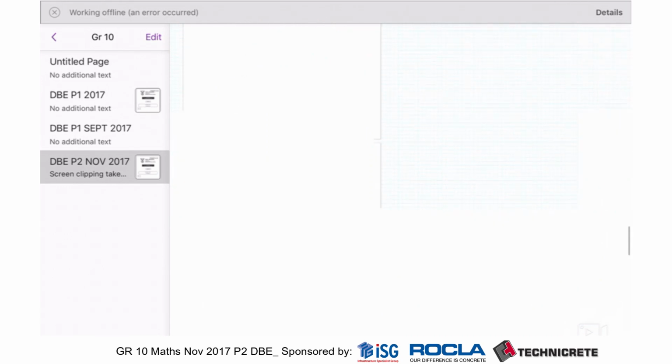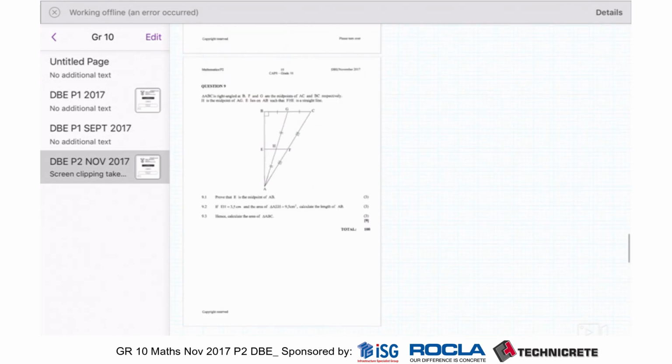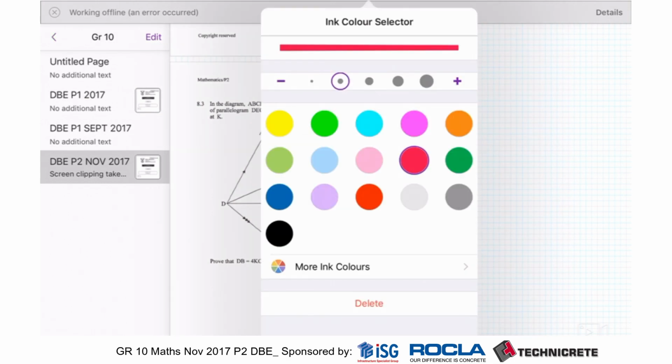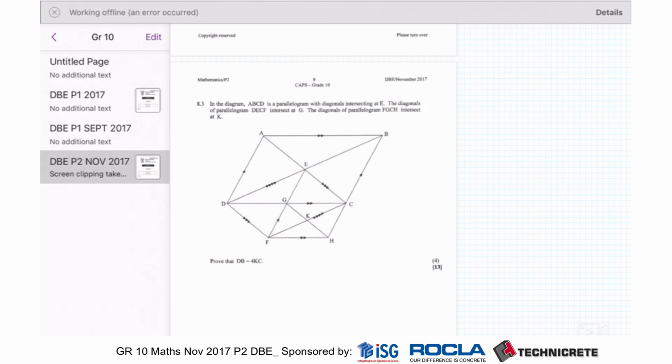I think we're at the end of our paper. We're nearly there. 2 more questions. Question is working with the same concepts. So it says in the diagram, okay, in the diagram ABCD is a parallelogram with the diagonals intersecting at E. The diagonals of parallelogram DE, so we've got 2. We've got ABCD as a parallelogram, and then we've got another parallelogram DECF.